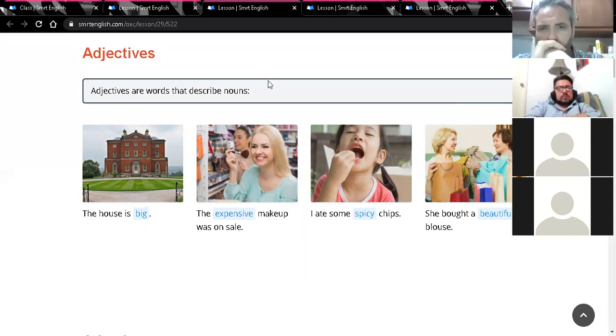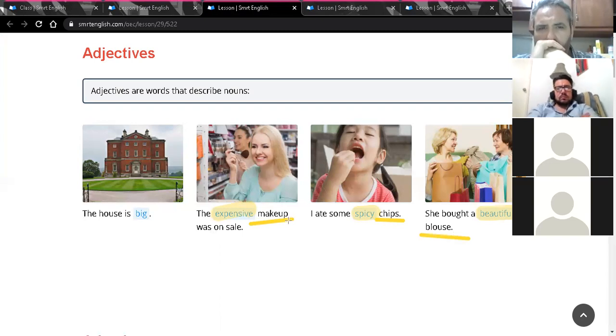And some others, for example, in these sentences, I'm going to highlight in one color the ones that are placed before the noun, and then I'm going to highlight the ones that are placed after the verb. Expensive in this case is before the noun. Spicy and beautiful are also placed before the noun. In this case, the nouns are makeup, chips, and blouse. So these adjectives are describing the following noun.